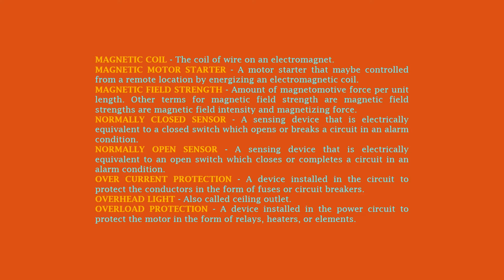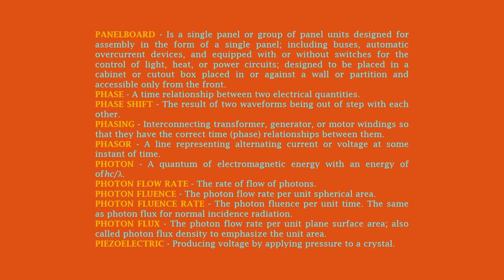Overload protection. A device installed in the power circuit to protect the motor in the form of relays, heaters, or elements. Panel board is a single panel or group of panel units designed for assembly in the form of a single panel, including buses, automatic overcurrent devices, and equipped with or without switches for the control of light, heat, or power circuits, designed to be placed in a cabinet or cutout box placed in or against a wall or partition and accessible only from the front.